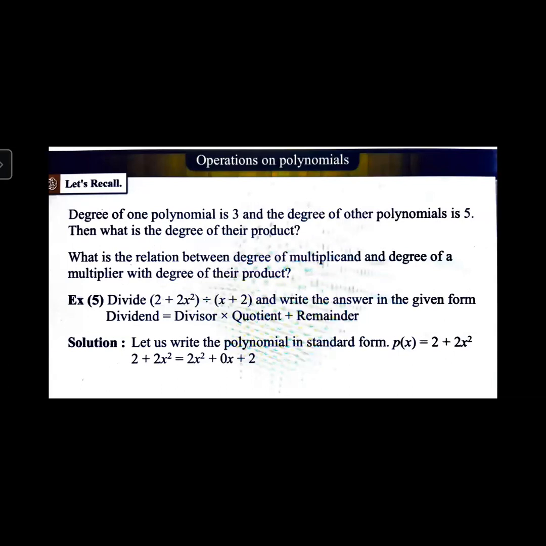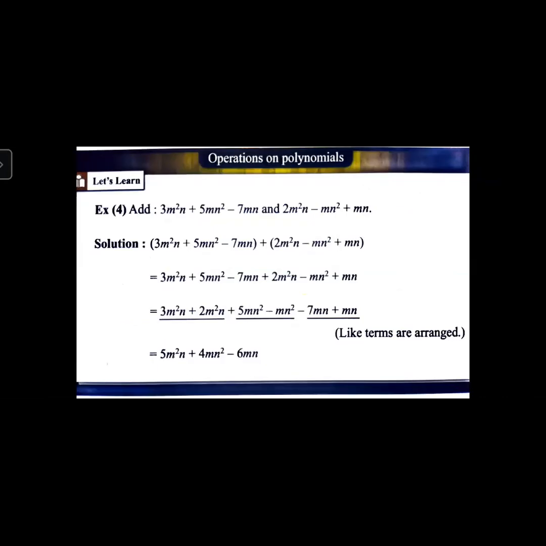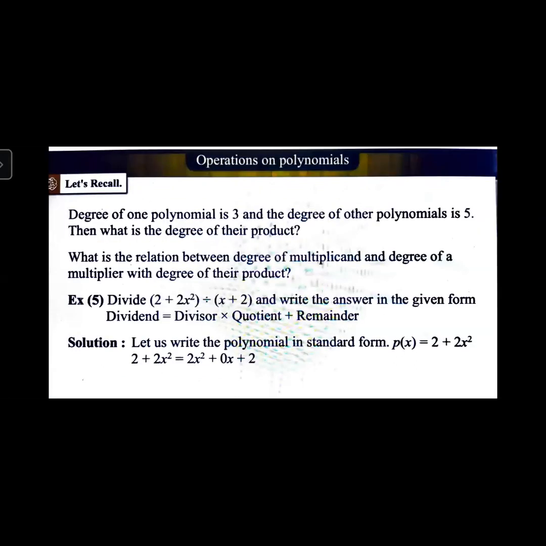As you all should know, when polynomials are added, the degree stays the same. But after multiplication, it will increase. How will it increase? You can see one is 3, the other is 5, so what will our degree be? Obviously it will be 8.